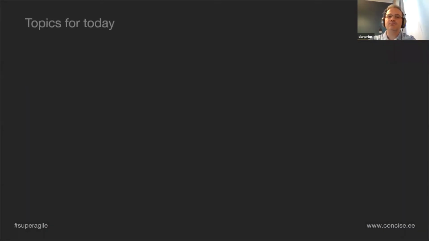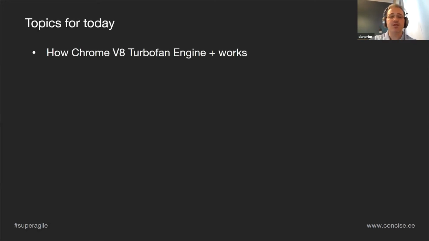First, I will try to describe, in a superficial way, how the Chrome V8 Turbofan engine works. This is the JavaScript engine inside the Chrome browsers, but a lot of other browsers follow similar patterns, such as Opera and some other Chinese browsers. Safari and Firefox also try to do mostly the same.